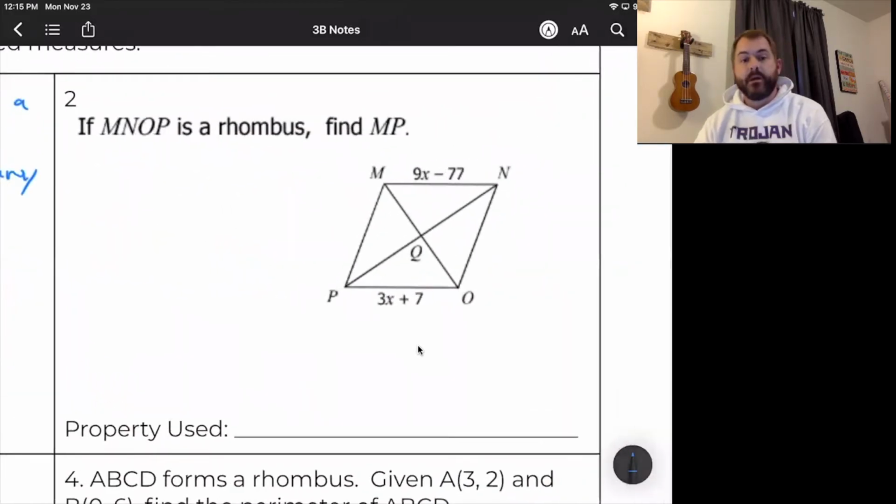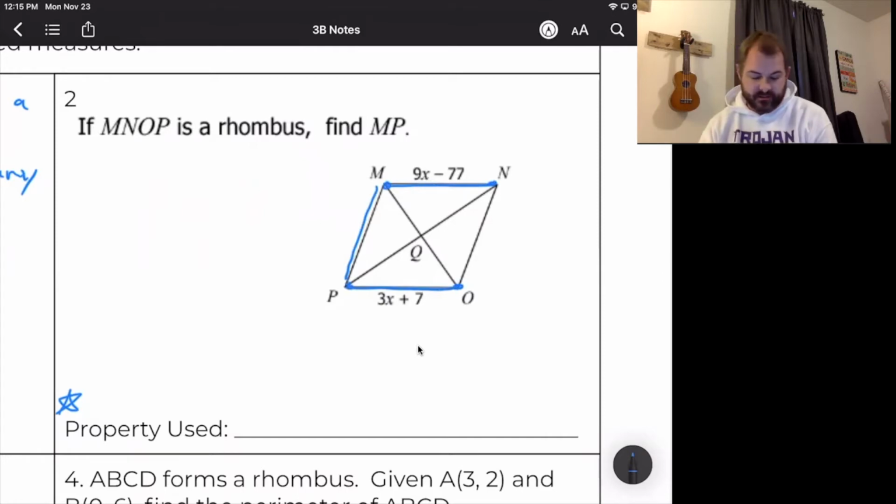Okay. Now, as we look at number 2, we've got MNOP is a rhombus, and they want you to find the length of MP. And again, we are going to use a property from that list, either a property of a rhombus or a property of a parallelogram, to find this length of MP. Now, MP is this side. Okay, they only give me these two sides, MN and PO. But remember, all four sides of a rhombus are congruent.